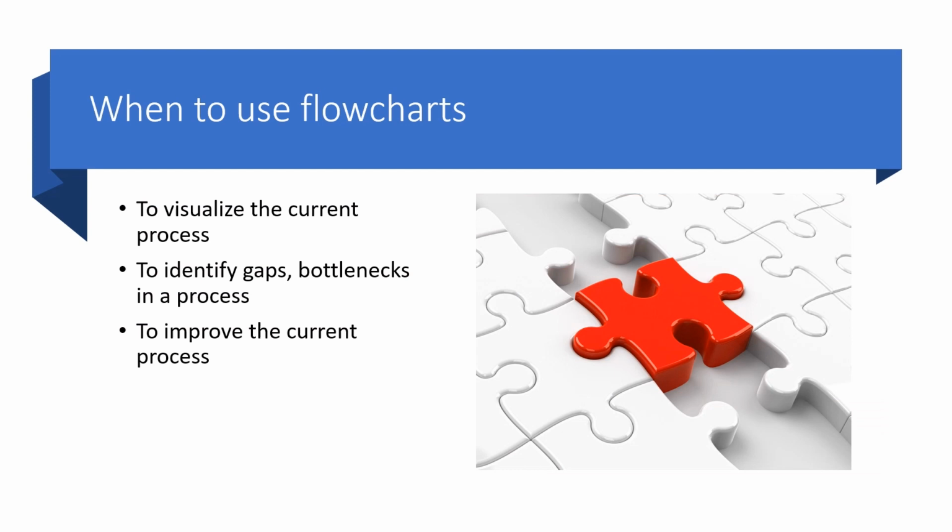We use flowcharts to visualize the current process, to identify gaps and bottlenecks in a process, or to improve the current process. A flowchart of a process represents a roadmap drawing of the current situation as it is. However, we could use this to improve the current process by identifying opportunities for improvement through identifying weak points in the current roadmap.